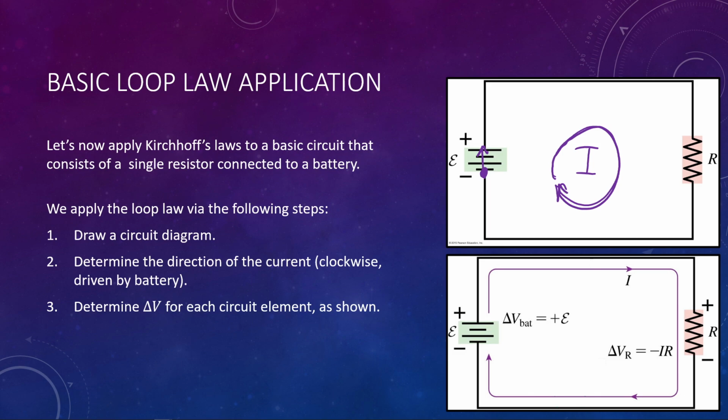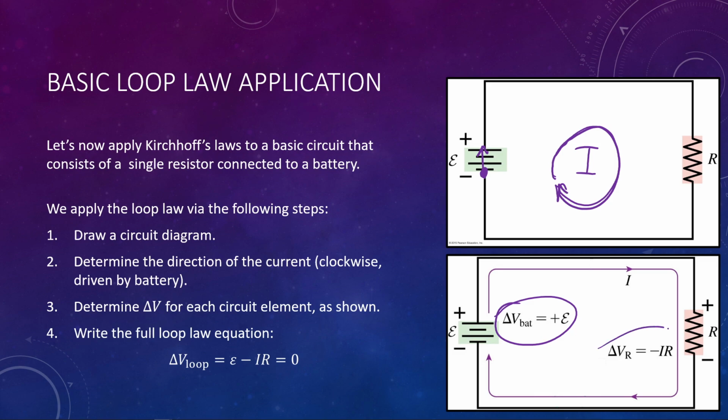Then, determine the potential difference for each element and write out your loop law equation. In this case, we have the potential difference of the battery plus the potential difference of the resistor, but that potential difference is negative because it causes a drop. So if you wanted to write out your full loop law, add the two things together, the EMF of the battery and then the voltage drop across the resistor. By the loop law, that total potential difference, epsilon minus IR, must equal 0.